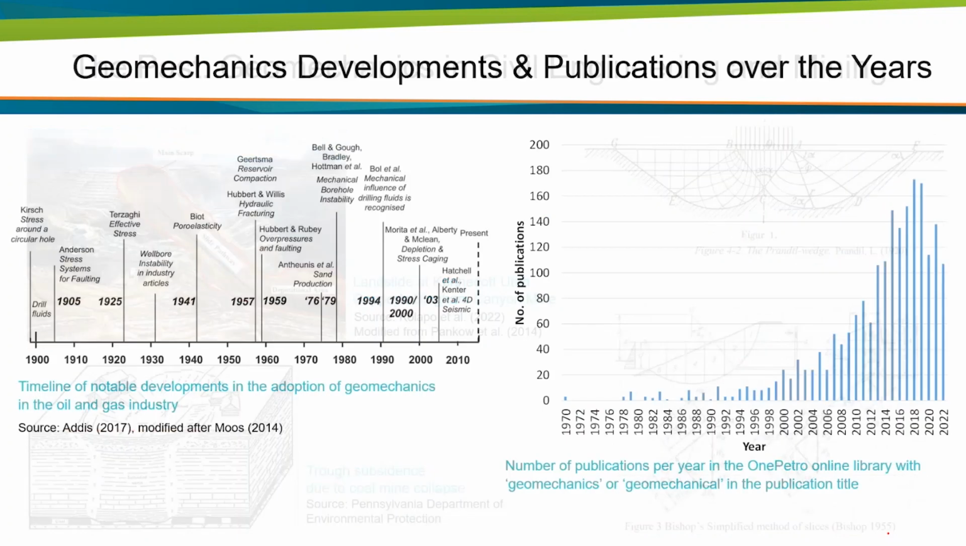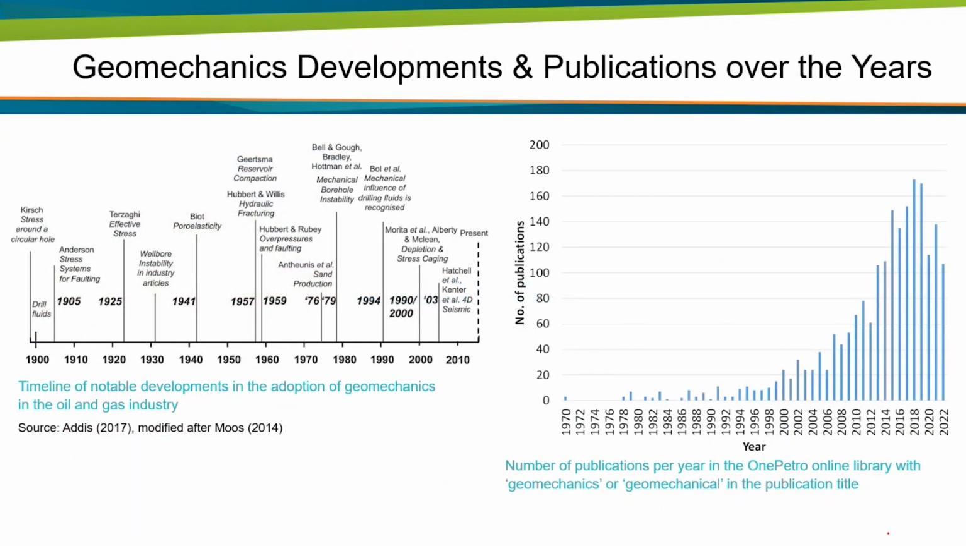Now, what does this mean for us in the energy sector? In the energy sector, look at this graph on the right-hand side. This is a graph of the number of publications per year in the OnePetro online library with the words geomechanics or geomechanical in the publication title. And you can see that there are not many publications in the 70s and 80s which match that criterion.